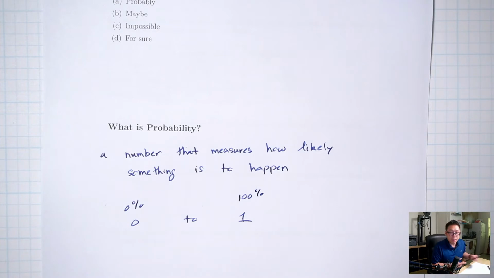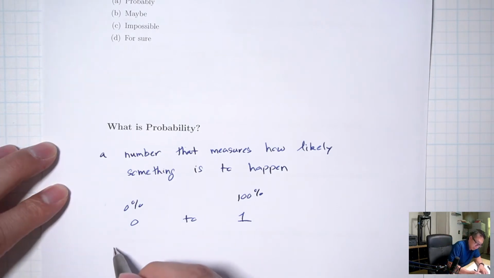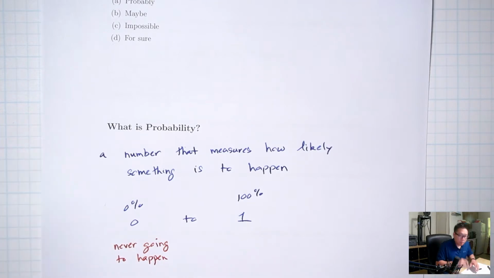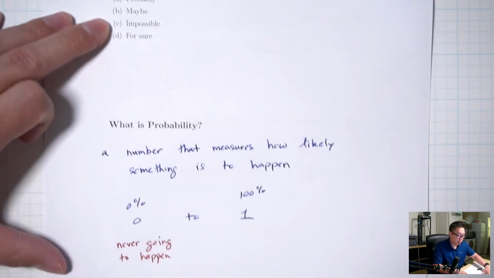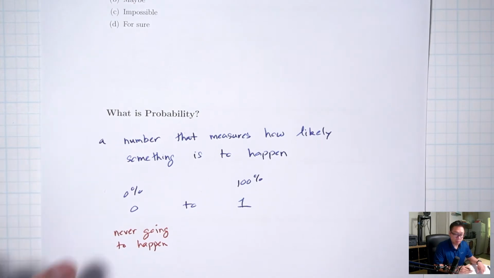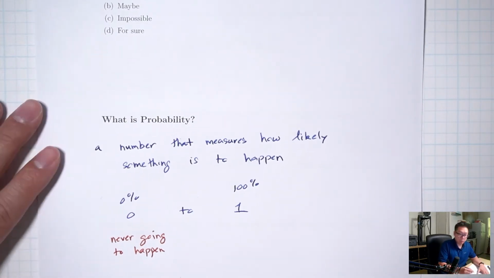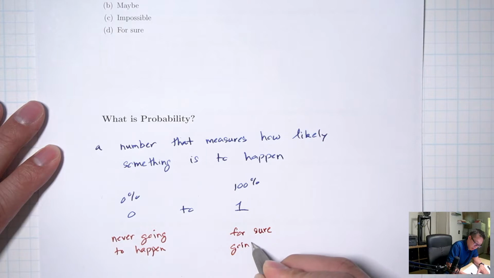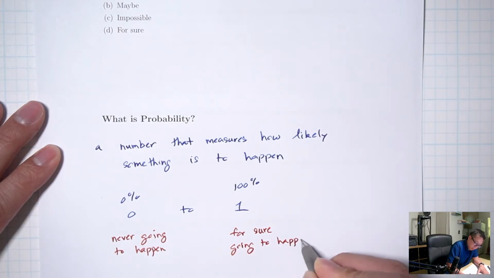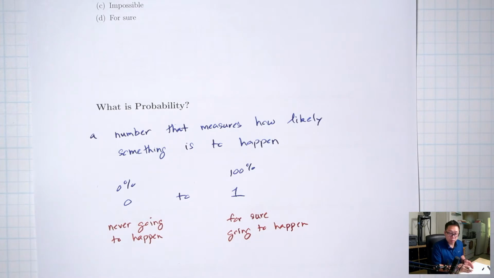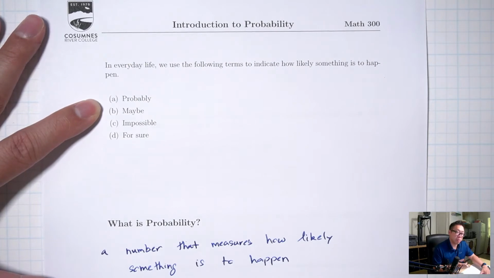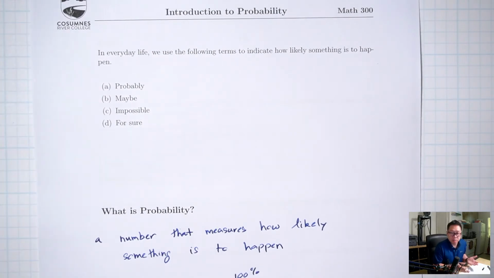So 0% means that it's never going to happen. So when you say impossible, you probably mean 0%. It's never going to happen. 100% means it's for sure going to happen. And then you can have any percent in between. So when I say maybe, I probably mean like 10% chance I'll go to the gym. But when you say maybe, you might mean 50% chance.